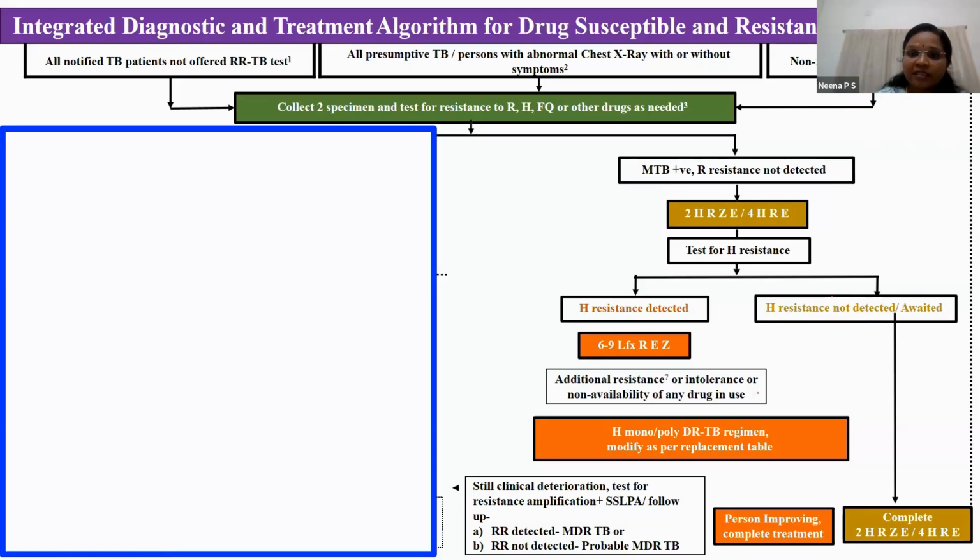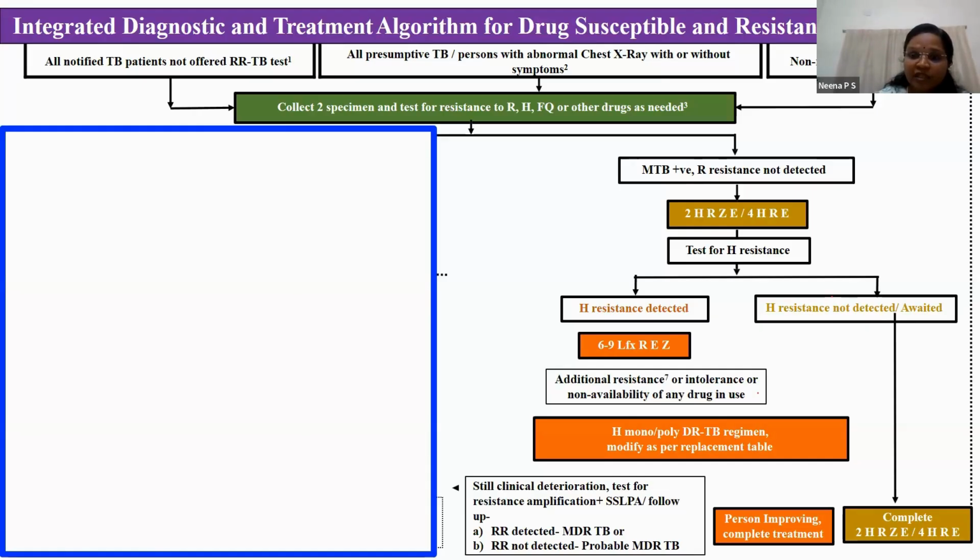And if the result comes as MTB positive, rifampicin resistance not detected, we will be starting the patient on a drug-sensitive TB regimen. Simultaneously, you will be sending one sample for LPA to know the H resistance. I have discussed previously, in India, the INH resistance is very high. It's around 13% among new patients and 25% among the previously treated. So for all the patients who have been diagnosed with TB, in addition to assessing the RIF status, you need to send a sample for LPA to know the INH resistance as well.